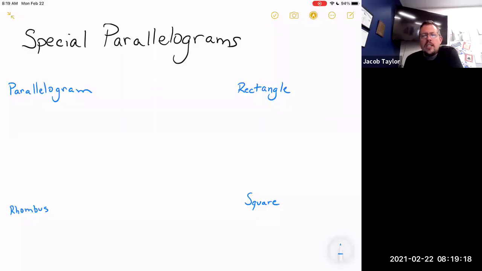So we're going to talk about special parallelograms. There are 4 in particular that we're going to talk about. The parallelogram, of course, is not a special parallelogram, but we're going to include it because it's what we're going to compare the other shapes to.